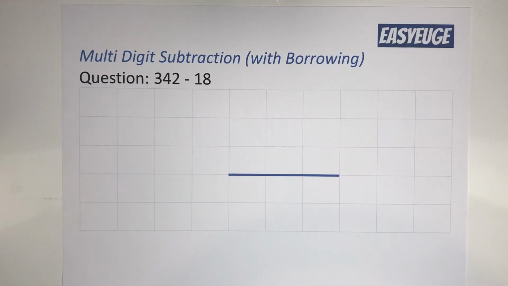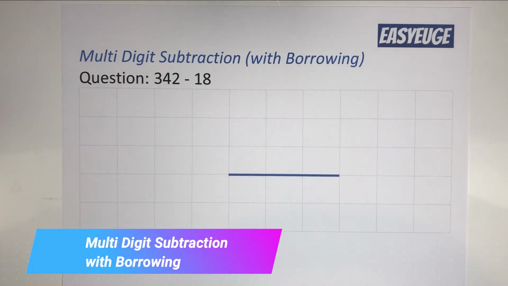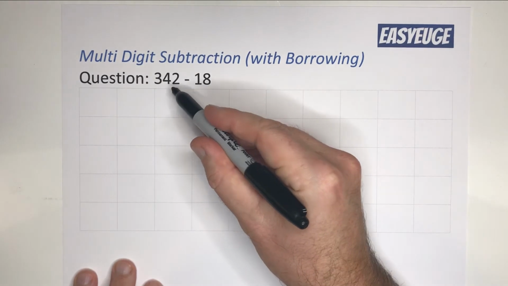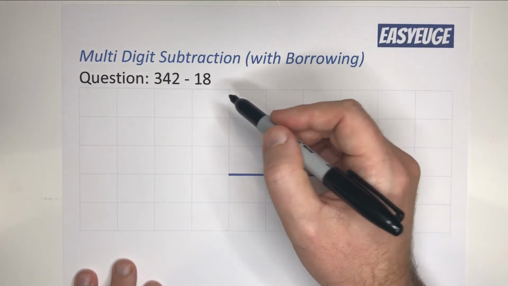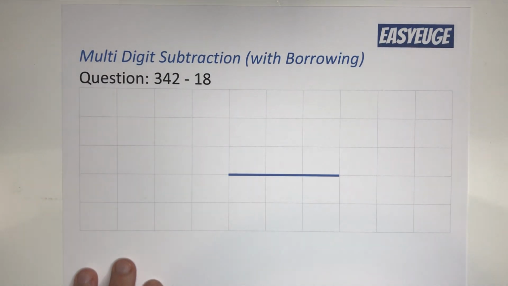The next level is multi-digit subtraction. Wow, now our numbers are really getting bigger. This question is 342, and this time we're going to subtract 18. So how are we going to do something like this?